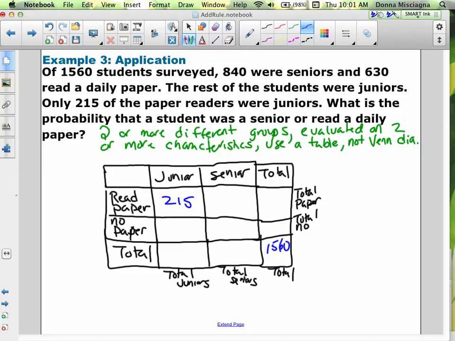Red 1, tell me where another number should go. The 840 on the total seniors. 840 total seniors. And then there is one more number we need to put in the table from the question itself. Anyone at the yellow table, where's the last number from the question go?